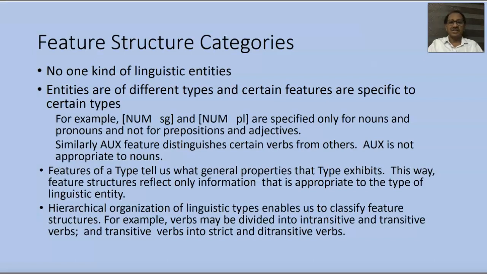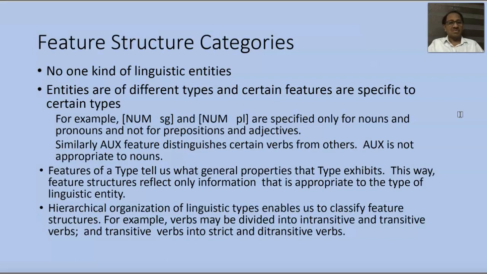Similarly, the aux feature distinguishes certain verbs from others. Right? Only auxiliary verbs have the aux feature. Other verbs, that is main verbs, will not have it. Also, aux is not a feature of nouns. That is, it's not appropriate to nouns. So, features of a type tell us what general properties that type exhibits. This way, feature structures reflect only information which is appropriate for that type of linguistic entity.